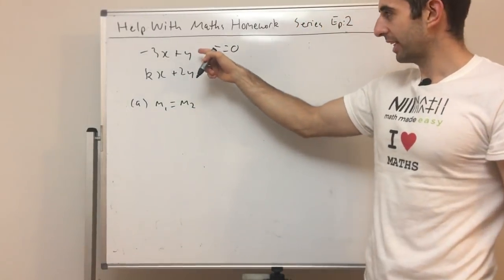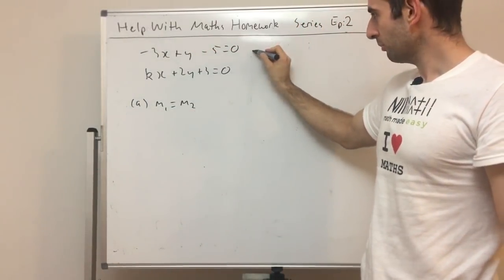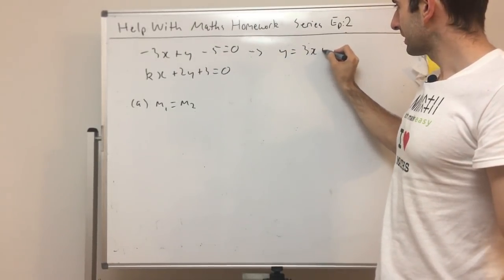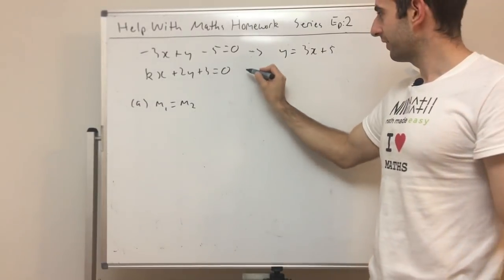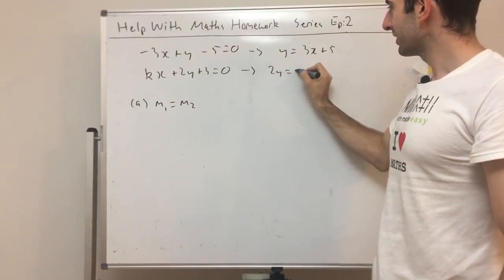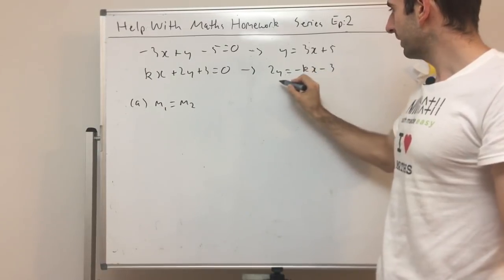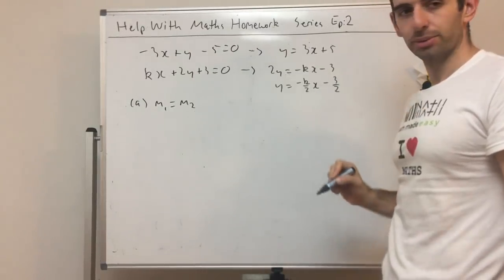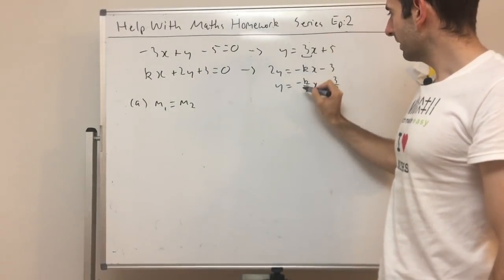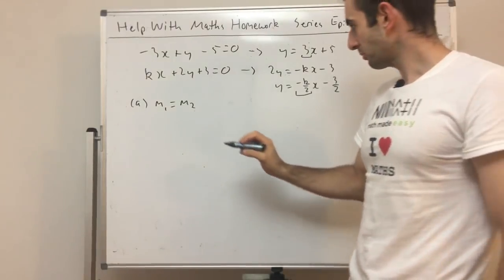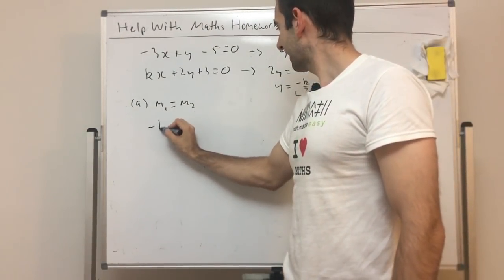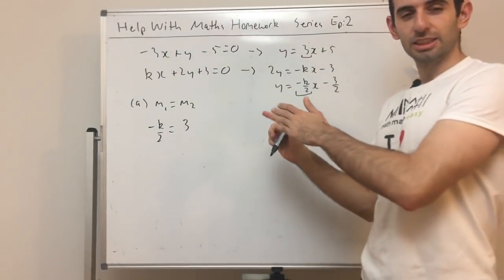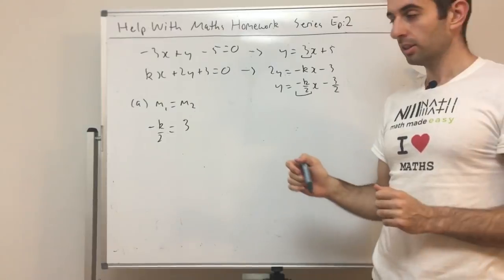Now you'll realize this is not in gradient-intercept form. So if we make y the subject, we get y equals 3x plus 5. And over here, we get 2y equals negative kx minus 3, so y equals negative k on 2 x minus 3 on 2. So that's my m1, that's my m2. So if we sub that in, negative k on 2 equals 3. Now that's just a simple equation to solve for k.